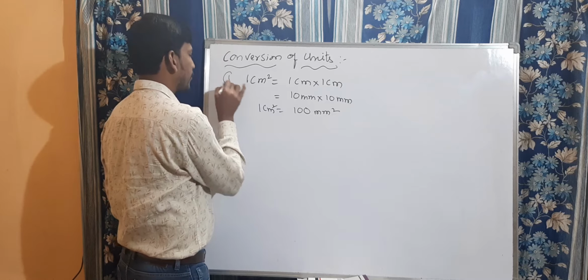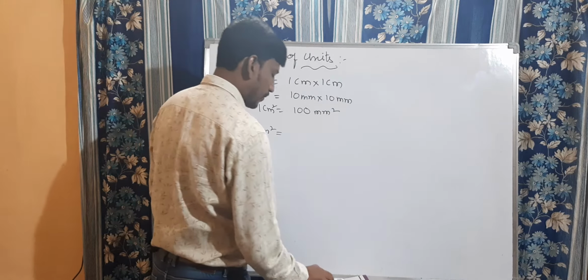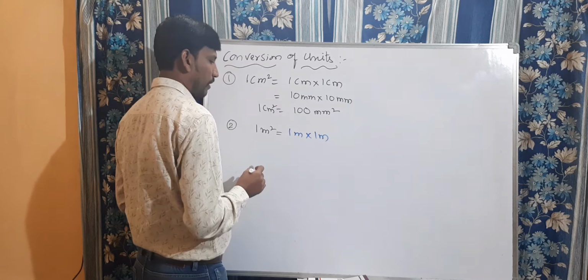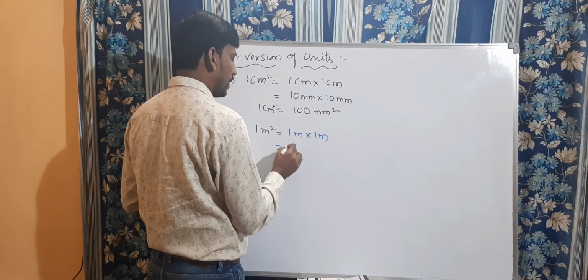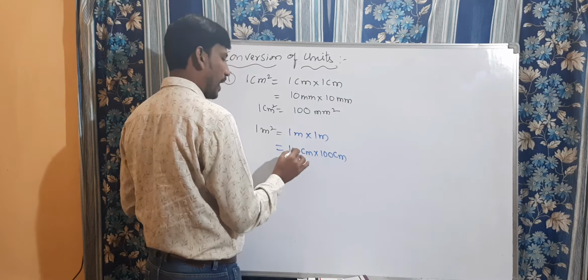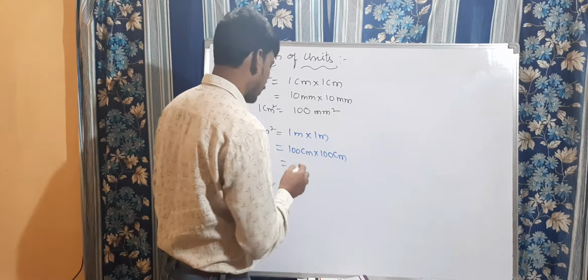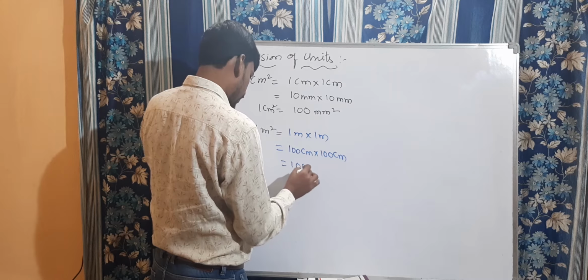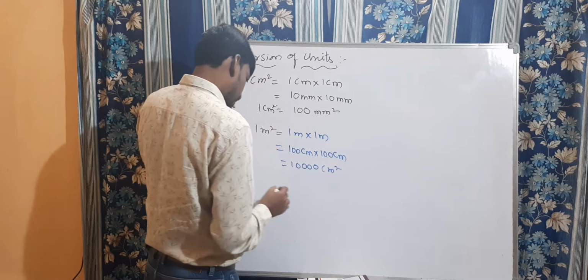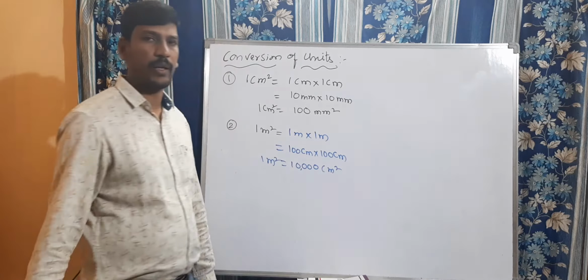Second one is 1 meter square. 1 meter square is nothing but 1 meter into 1 meter, right? So 1 meter is nothing but 100 centimeters into 100 centimeters. Now which is equal to 100 into 100. There are 4 zeros. 1 ones are 1. You have 2 zeros, you have 2 zeros. So you will get 4 zeros: 1, 2, 3, 4. Centimeter into centimeter is centimeter square. So therefore 1 meter square is equal to 10,000 centimeters square.